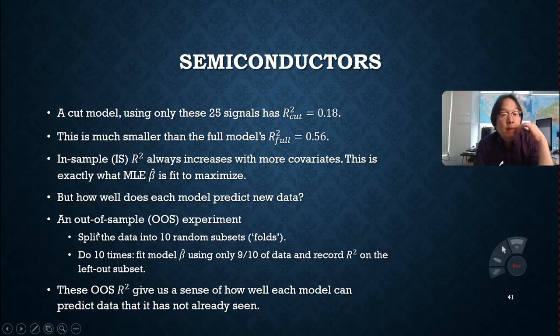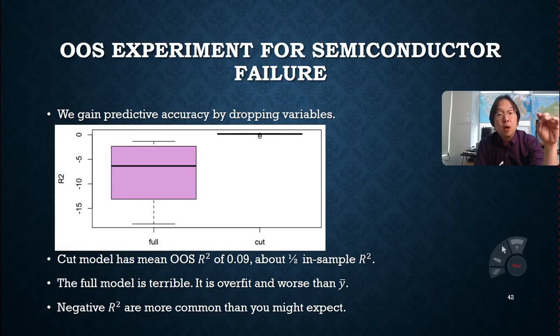How many times? What should be the proportion? Well, it's up to you. Split the data into 10 random subsets, fold, do 10 times: fit model beta hat using only 9/10 of data and record R squared on the left out subset. These out of sample R squared give us a sense of how well each model can predict data that is not already seen, okay? So for the full model R squared, in the out of sample experiment for semiconductor failure, we gain predictive accuracy by dropping variables, okay?